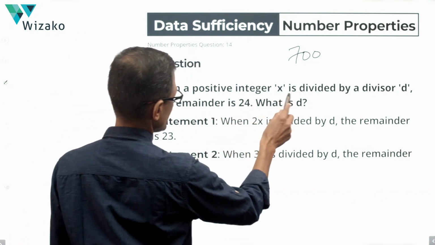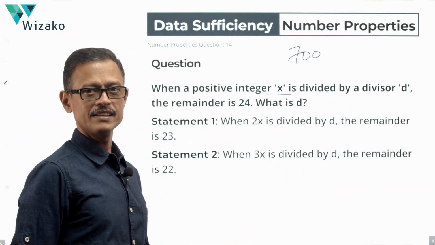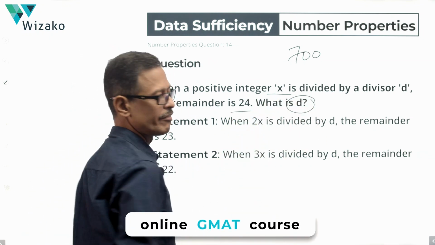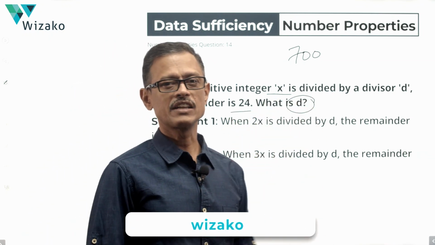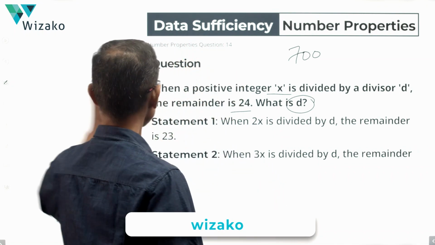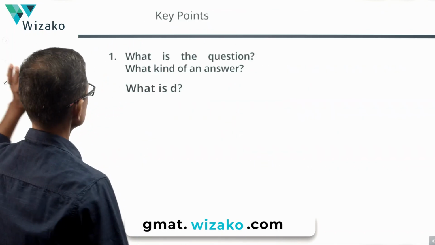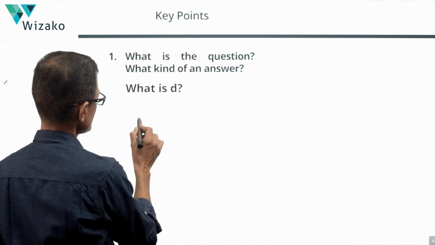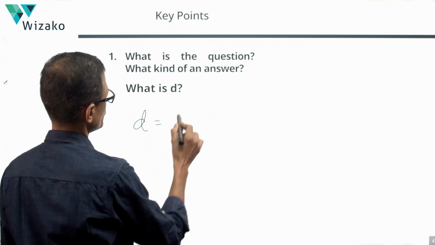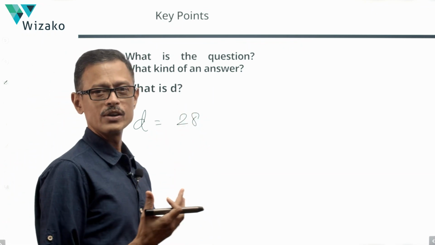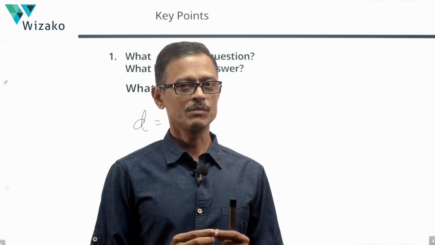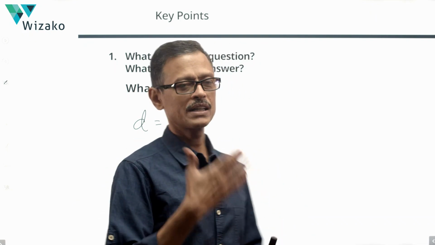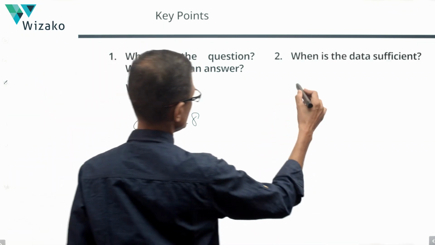When a positive integer x is divided by a divisor d, the remainder that we get is basically 24. What we need to compute is the value of the divisor based on the information given in the two statements. We know the 5 answer options, quickly run through them, and the question is what is d? We need to find the value for the divisor. If you're able to find an answer, d is equal to, let's say, 28, d is equal to 42. The answer to the question is a number because it's a what is the value of the divisor question. For a value question, the answer is a number. The data is sufficient when we have a unique value.